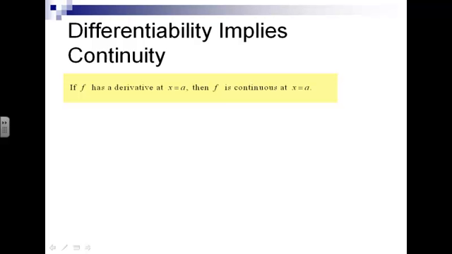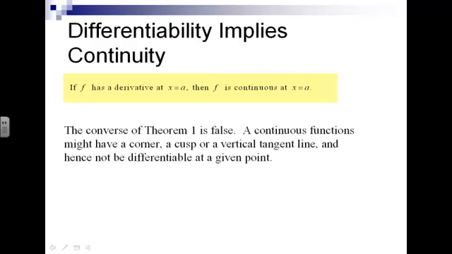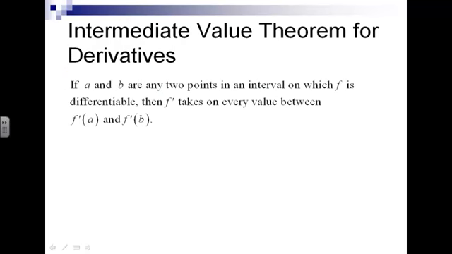All right. Now you go on to the next screen? Yep. Okay, the converse is false, because a continuous function may have a corner or cusp or vertical tangent, and therefore not be differentiable.